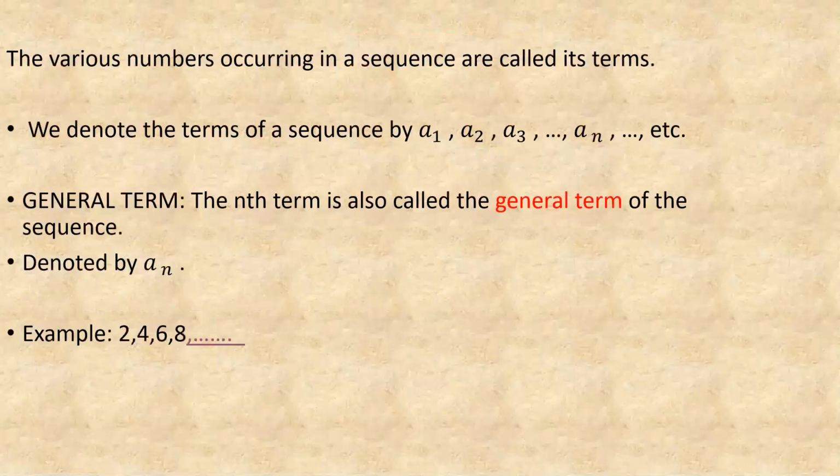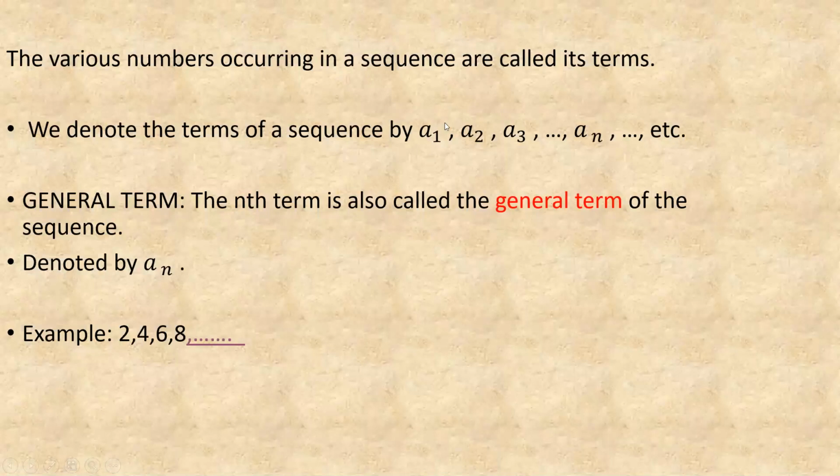Okay. Next. The various numbers occurring in a sequence are called its terms. Like we have seen in sets. If you remember sets, what did we use to call the different terms of sets? Elements. Very good. Excellent. We used to call them elements. And here the various numbers of the sequence are called its terms. We denote the terms of the sequence by A1, A2, A3 up to AN and so on.